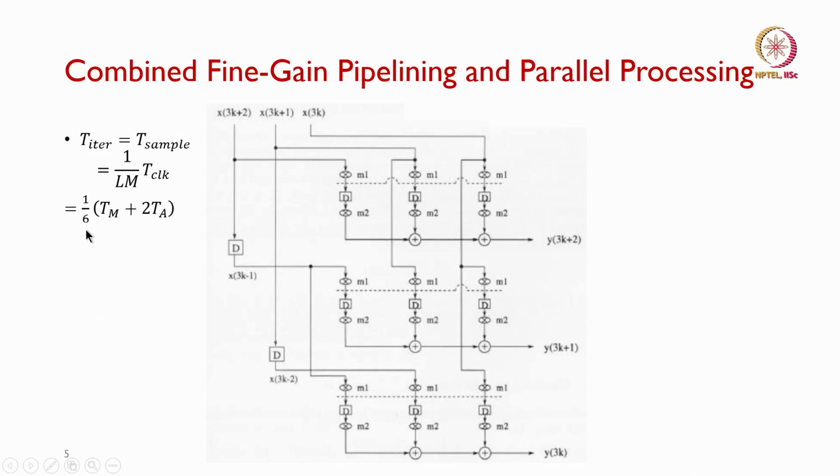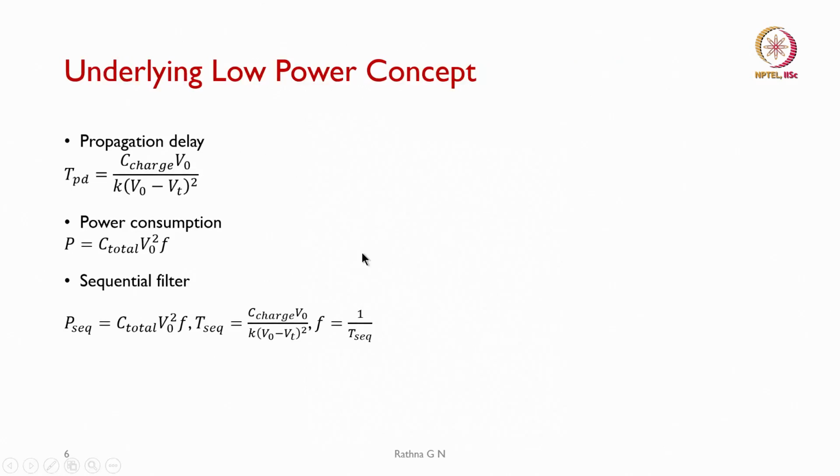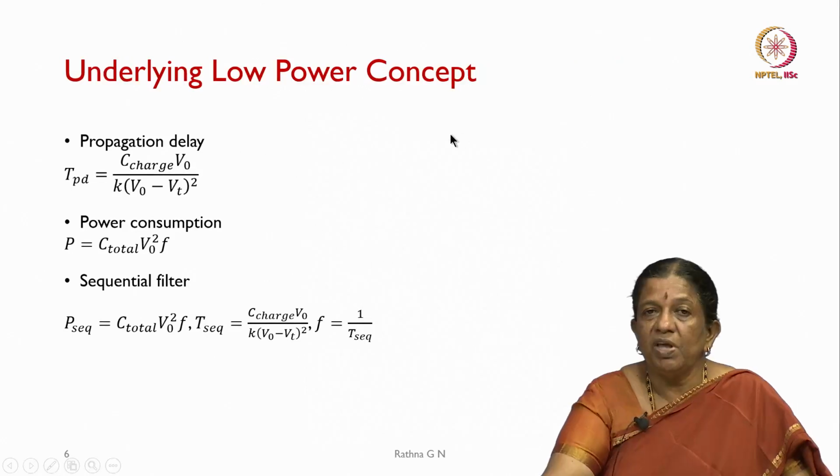Then my iteration time is going to be 1 by LM, which is 1 by 6 of that original time. I will be getting the output. You will be seeing that all the multipliers we have made pipelined multipliers, so that the multiply clock time is made equal to the other side of the leg we considered in the previous example. So what is the underlying low power concept we have to look at?